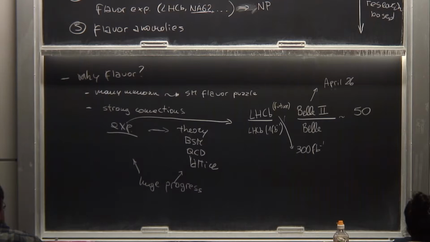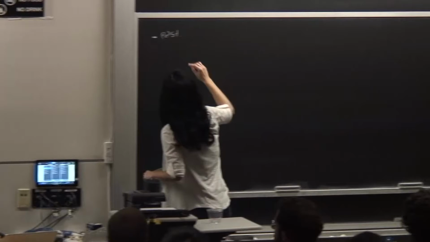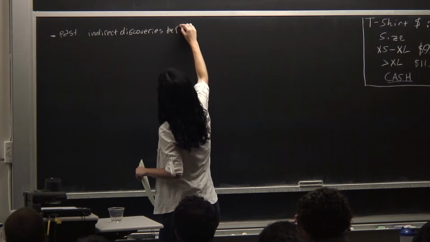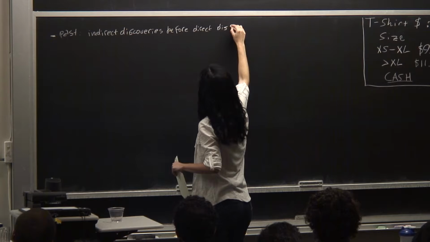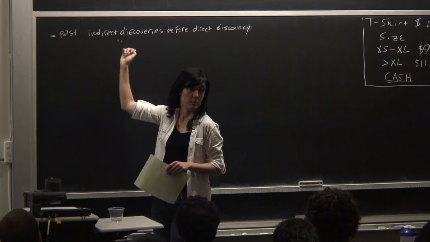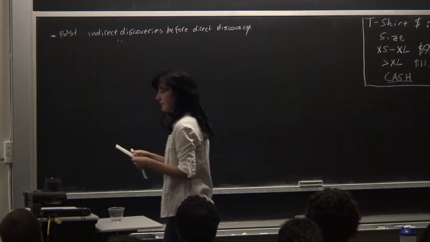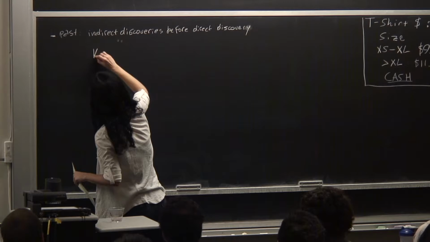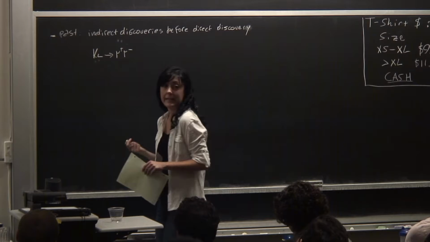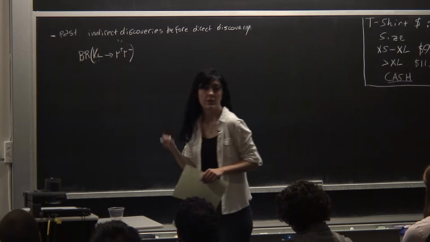Also, what we find interesting in flavor is that in the past we had a few indirect discoveries before the direct ones. What do I mean by this? Many of these flavor observables that we are measuring now were already measured quite a bit in the past, and we saw some sort of anomaly. Let me give an example. In the 70s, we measured for the first time the decay mode K-long going to mu plus mu minus. We could measure the rate, the branching ratio, and we saw that it was tiny, very small.